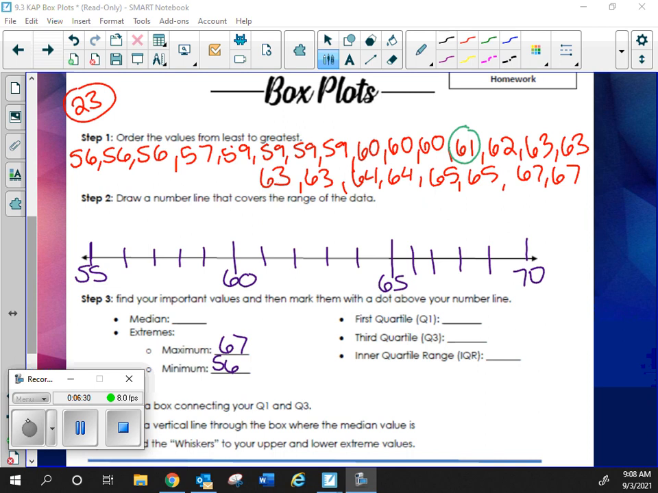I have 1, 2, 3, 4, 5, 6, 7, 8, 9, 10, 11 numbers on that side. So on the other side, I need 11. That's not including this one. 1, 2, 3, 4, 5, 6, 7, 8, 9, 10, 11. So did I double check myself? Yes, I did. So 61 is my median. Very good.